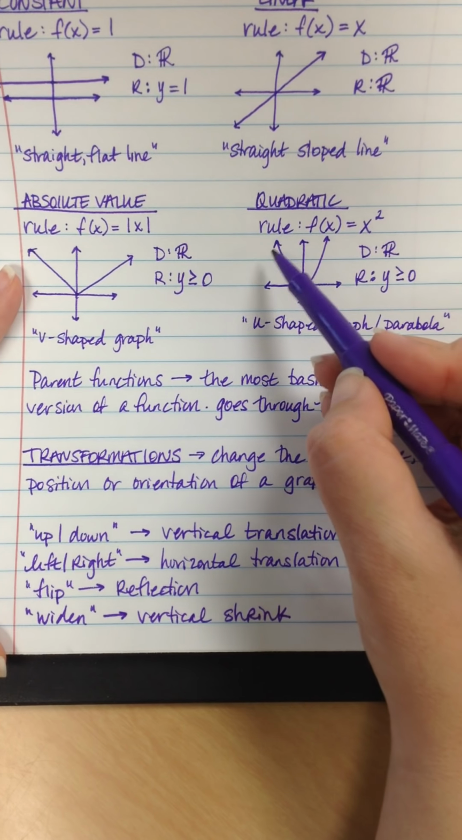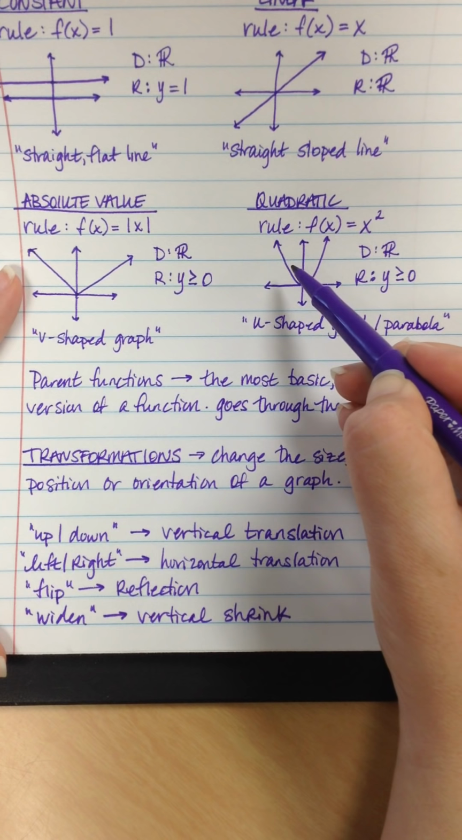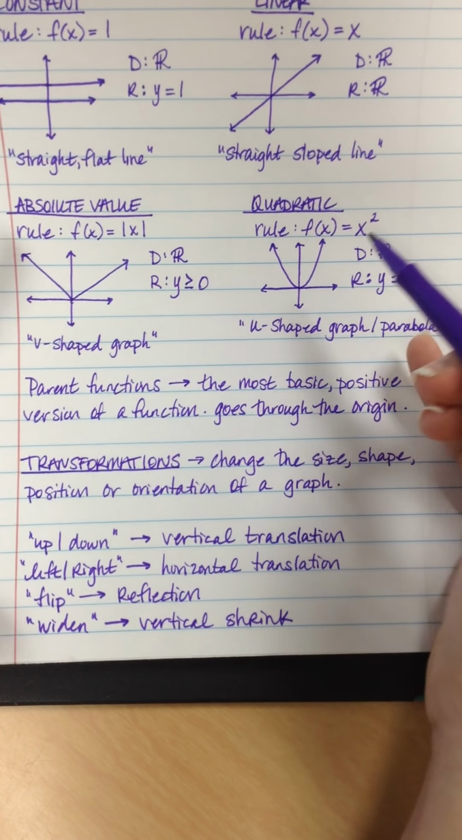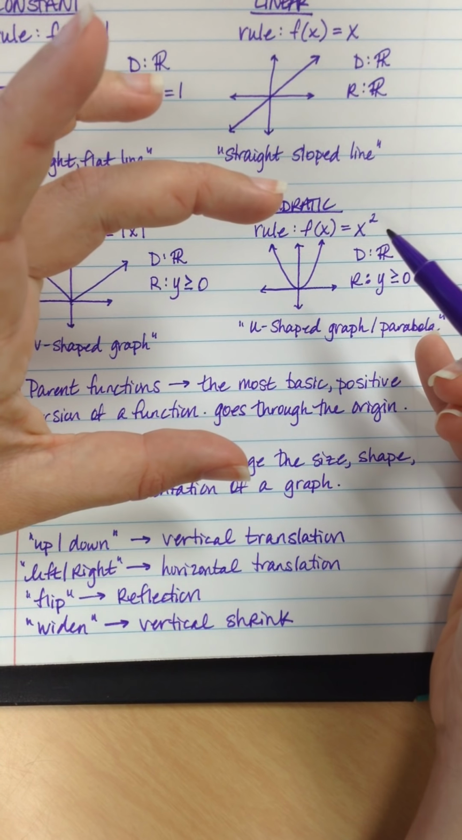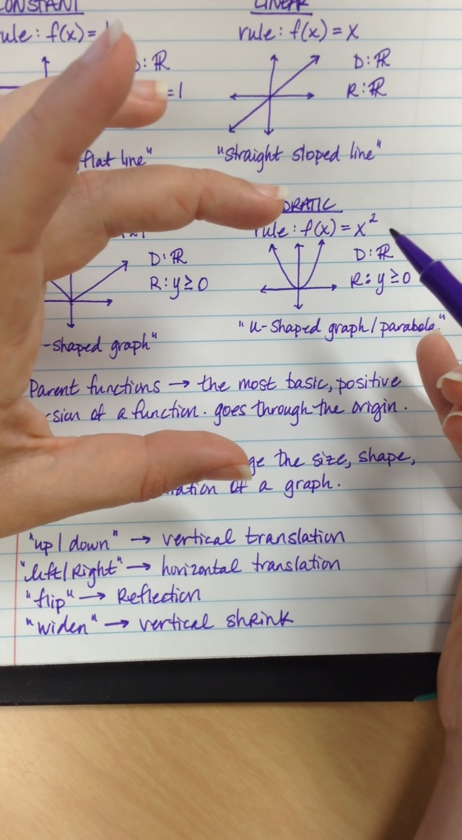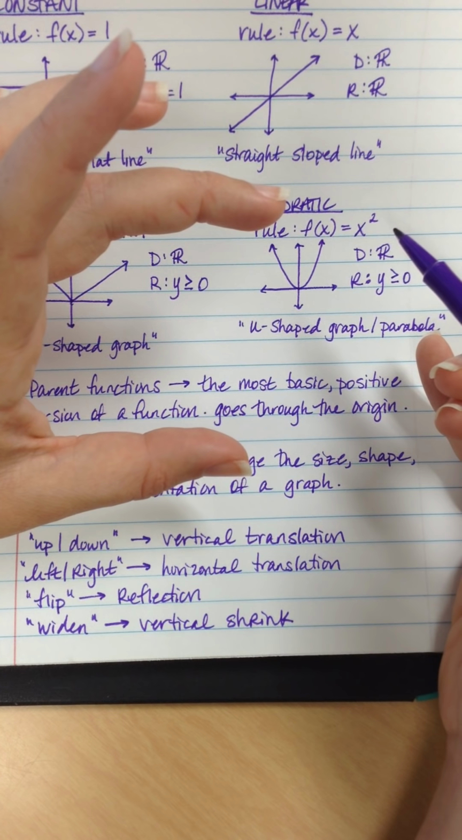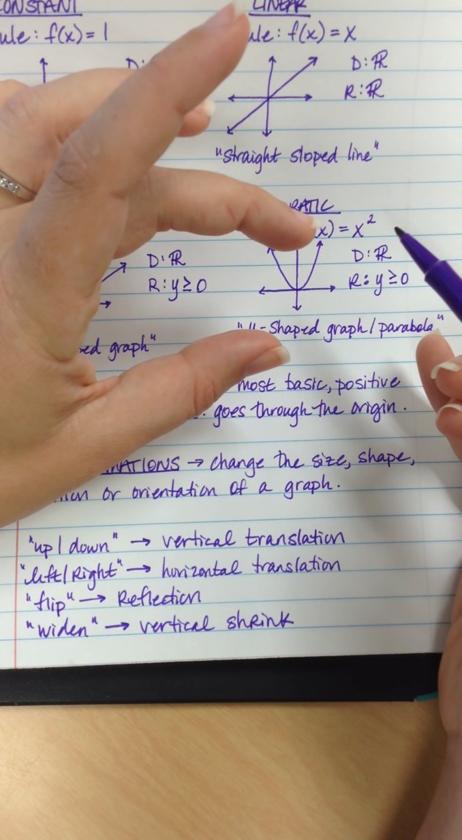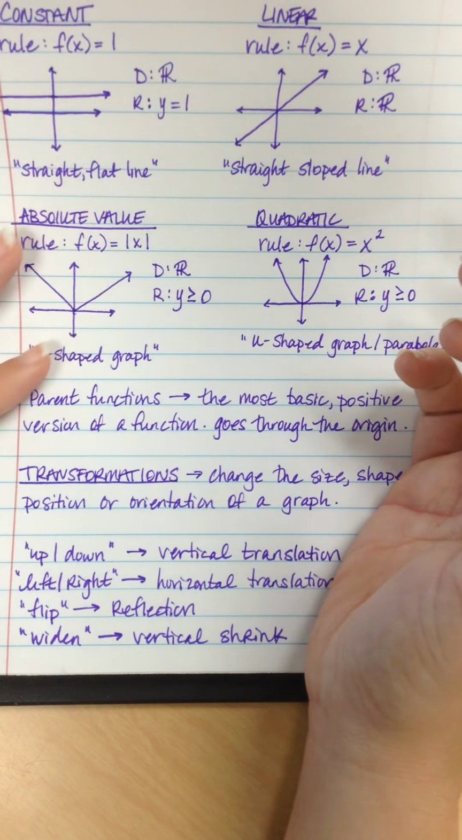What I want you to picture is I have this graph, and if I need to make it wider, I'm going to shrink it vertically. That's just like if you take me and you shrink me, I'm probably going to get fatter or wider. So if we shrink it, the graph is going to split and get wider.